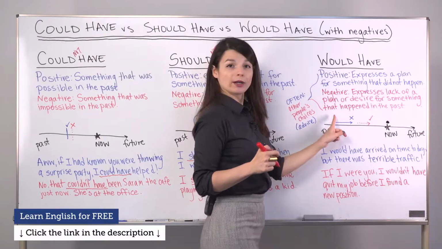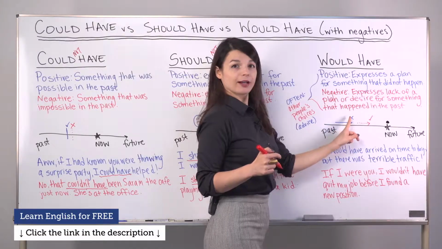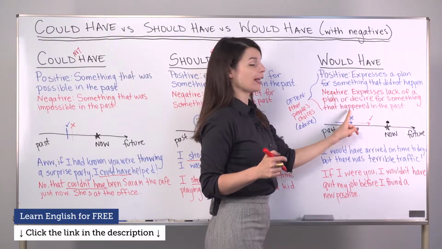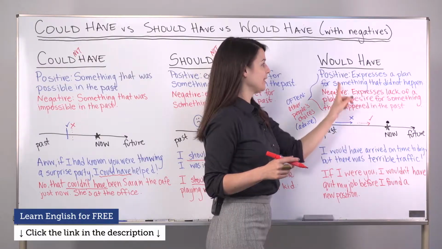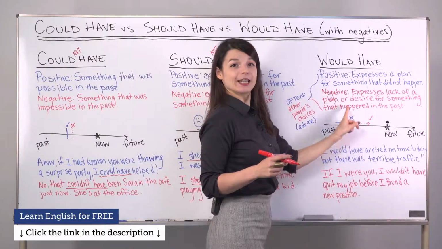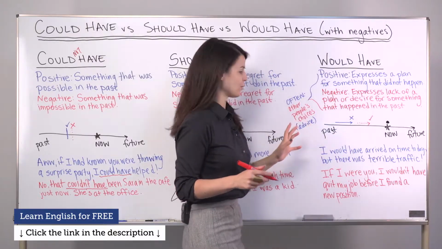So from a point in the past, something in the future at that time, we had a plan for that thing, or we thought something was going to happen. But in the positive form, it did not happen. This is kind of tricky. Let's look at an example situation.